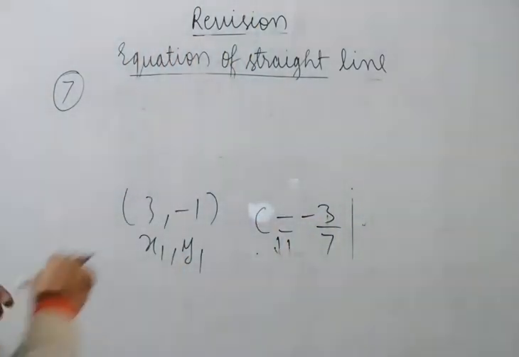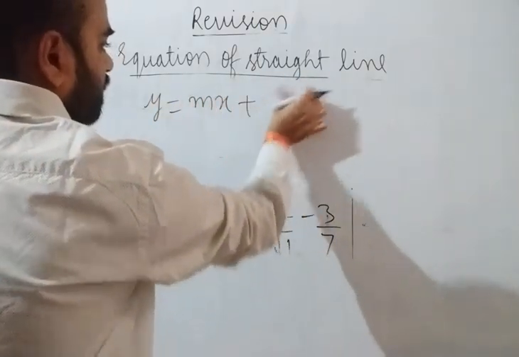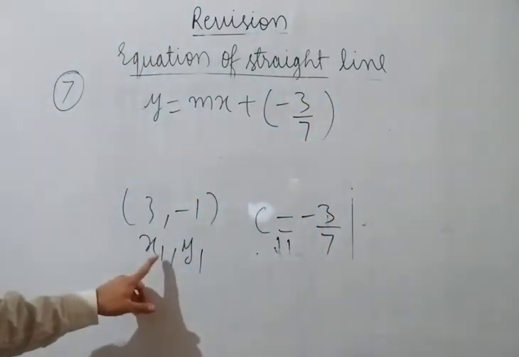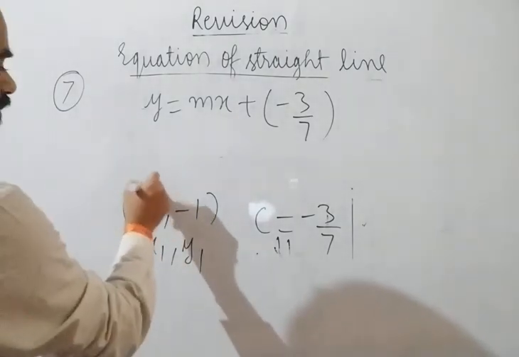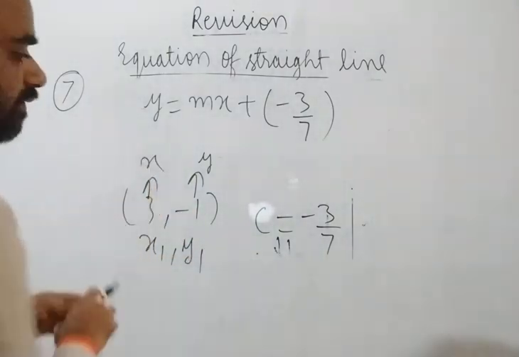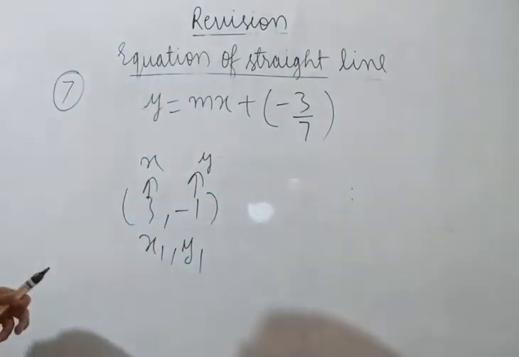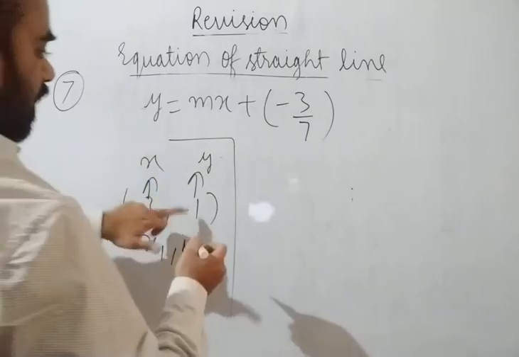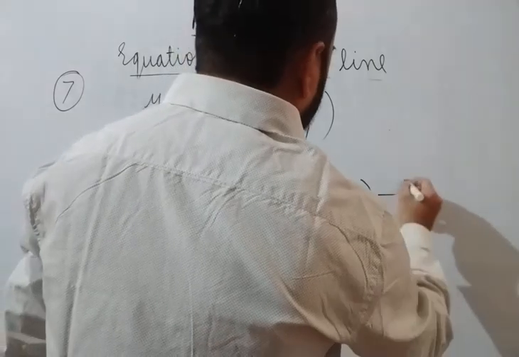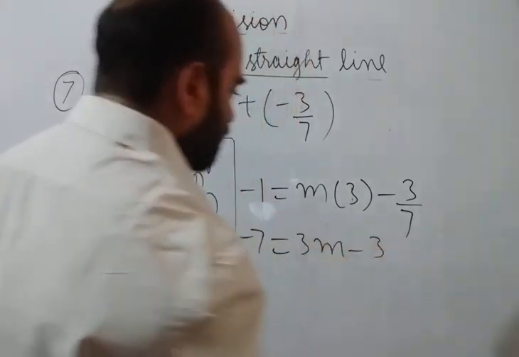So I am using this y equal to mx plus c. Here c is minus 3 by 7. Now the line is also passing through (x1, y1). It means x can be replaced by 3, y can be replaced by minus 1. Correct? So replace, that will give minus 1 equals m times 3 minus 3 by 7.